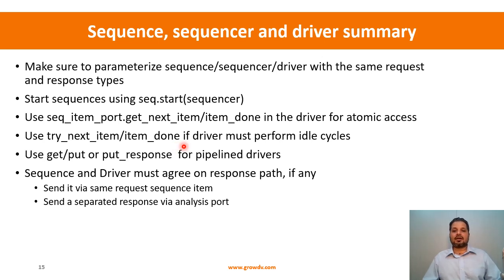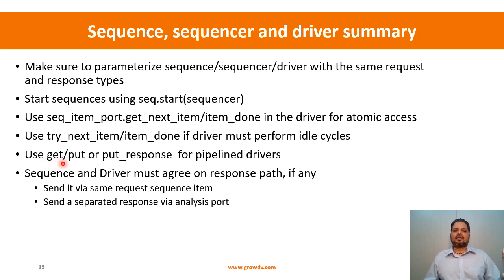So this is also another combination that is available. If the driver must perform idle cycles, what it means is sometimes even if you are not driving any transaction on the bus, sometimes you need to drive idle to the DUT. Sometimes that could be a protocol requirement. So if you remain blocked on get_next_item and nothing comes from the sequence, then you have to still drive idle. So in those cases you can do try_next_item so you don't get blocked. And if that returns false, then you just drive the idle and come back and try again, right? So in those cases you can use this.